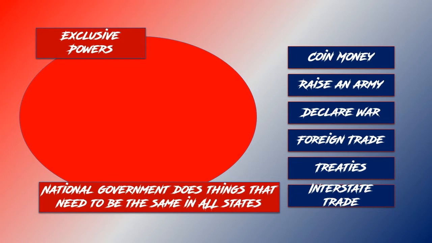These things we see on the list here are things that we want to be the same across all 50 states. So we want the currency to be the same. We want the war status to be the same. We want trade to be the same. So this is what we call our exclusive powers. The national government can do those things.